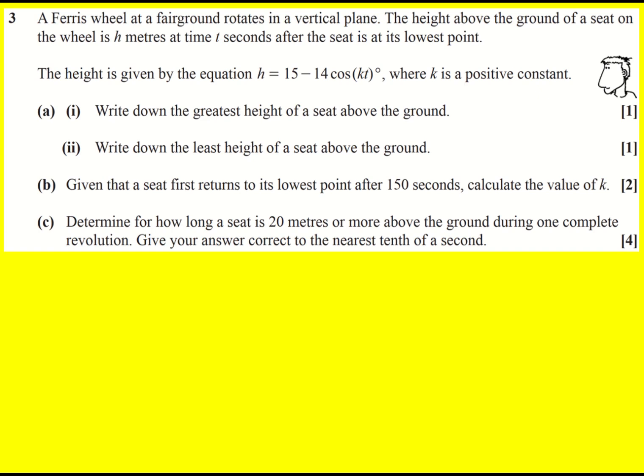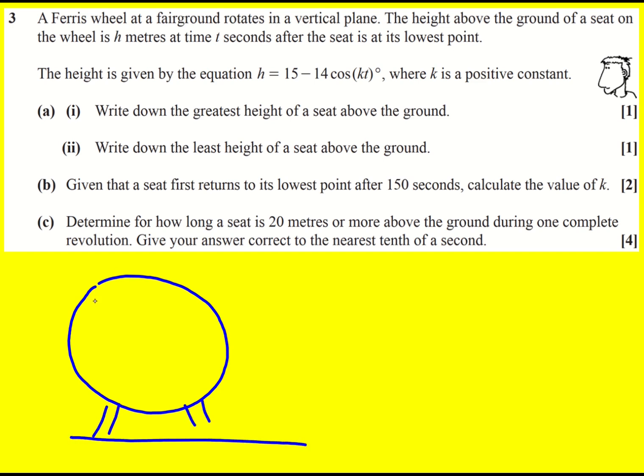A Ferris wheel at a fairground rotates in a vertical plane. So all that means is that we could slice it through like a piece of paper, and it's not wobbling left and right. It's just basically going around in 2 dimensions. So let's say it's going around like this.